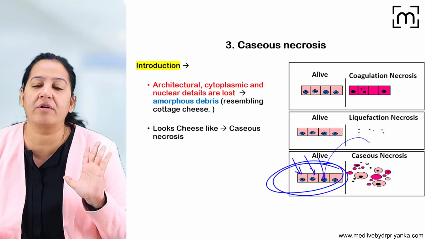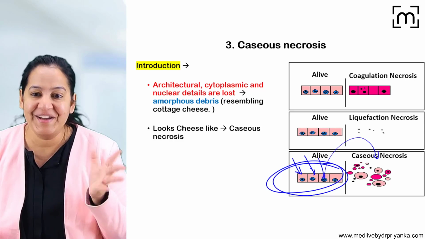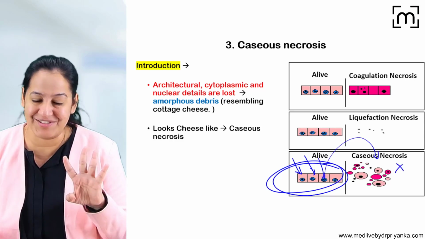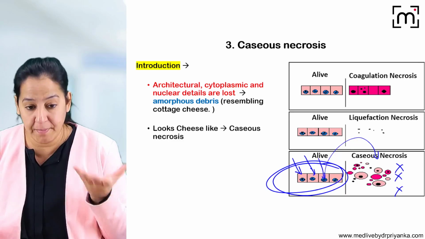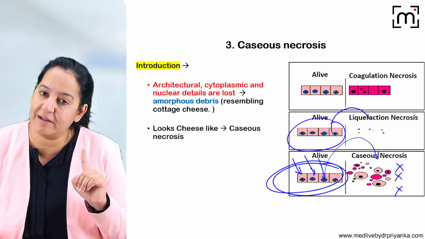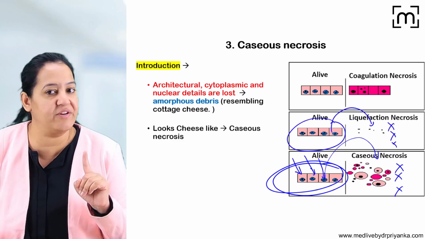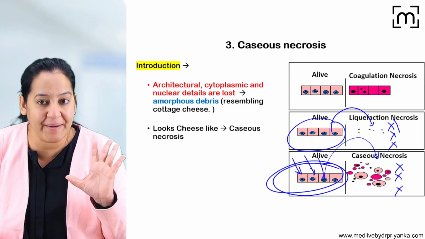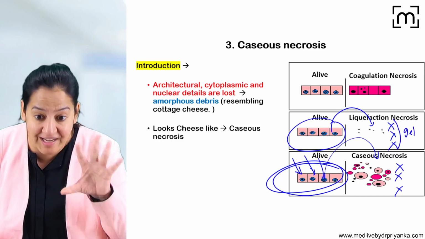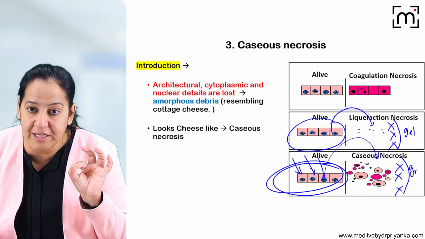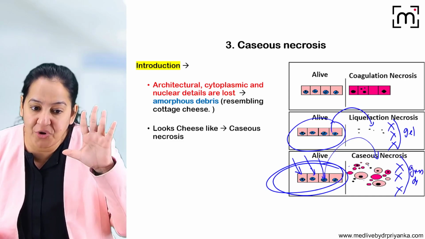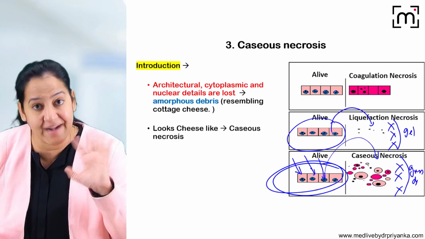Now here it got converted into caseous necrosis. What you can see? No architecture, no cytoplasmic detail, no nuclear detail. So all three details are lost. You may be thinking, ma'am, all three details are lost in liquefactive necrosis also. Here also all three details are lost. But there, ultimately the cell gets converted into gel, the liquid material. Here the cell gets converted into granular debris. Can you see the dot-like granular debris? So that is the difference.